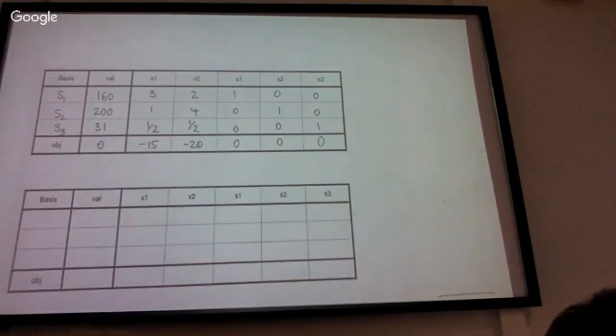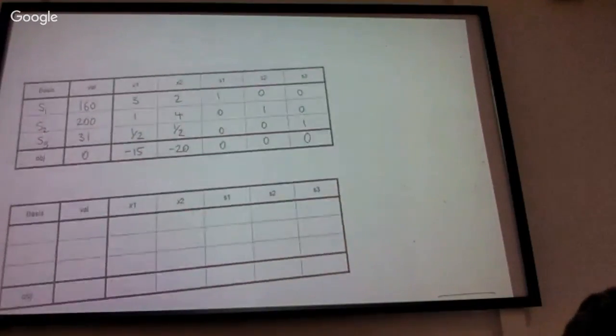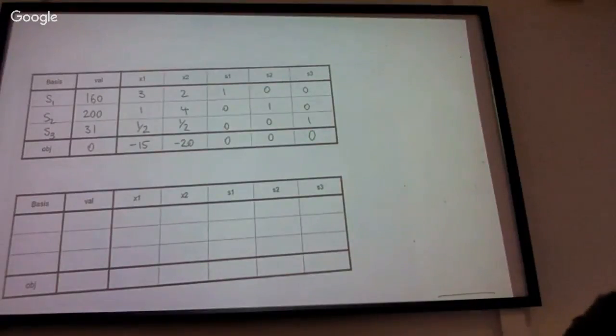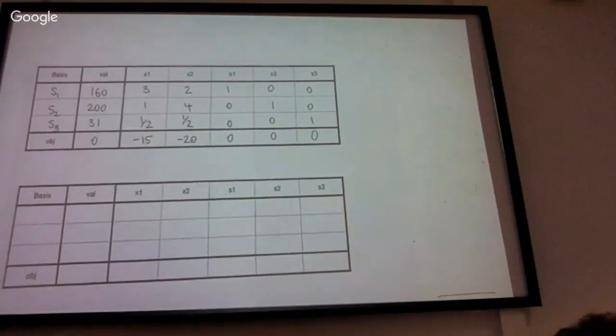So we've written the first table as the first tableau. And now, what does the simplex method do with these tables? It works like this. You look at the table, and the basic feasible solution corresponding to this one is S1 is 160, S2 is 200, S3 is 31, Z is 0, and the non-basic variables are 0 as well. So that's X1 and X2. Now, is this optimal? No, it's not optimal. Why is it not optimal?